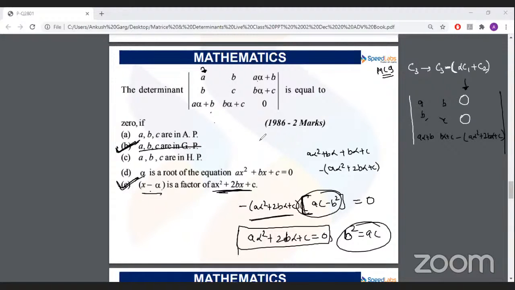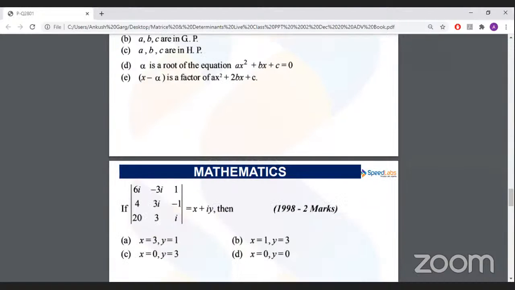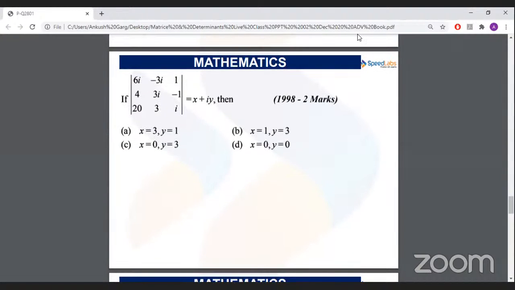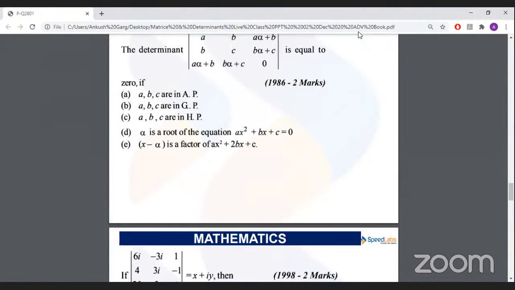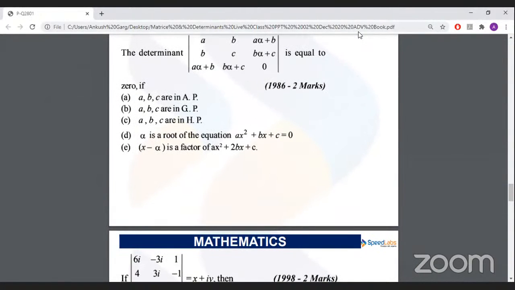So simply what we are doing is applying column transformation over here. All right. Let's move to the next one. E and not D, because in D there is B alpha, there is no 2bx, right? We were getting 2B alpha, so that's why D is not correct.